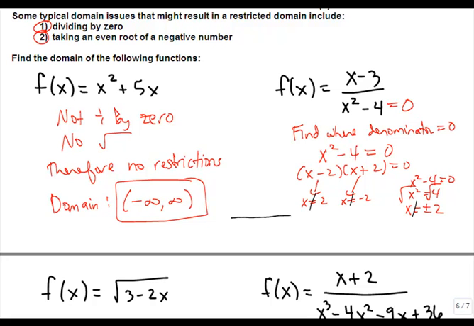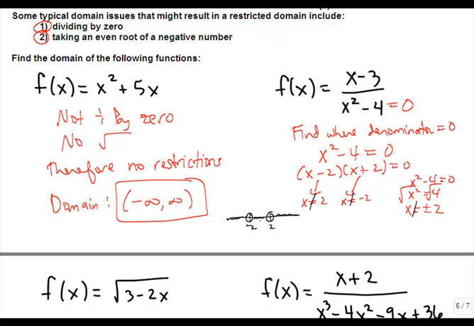So what would it look like to restrict our domain and leave out negative 2 and 2, but allow everything else? That's what we want to do. We want to restrict our domain, take out the bad points, but allow everything else. So this is what it would look like on a number line. How would you write that in interval notation?